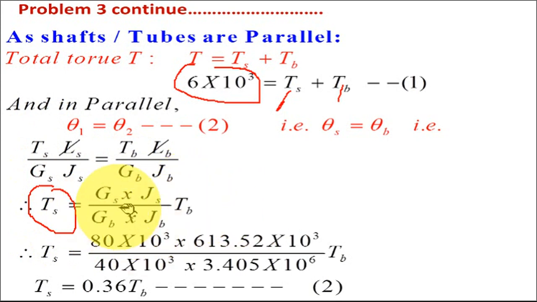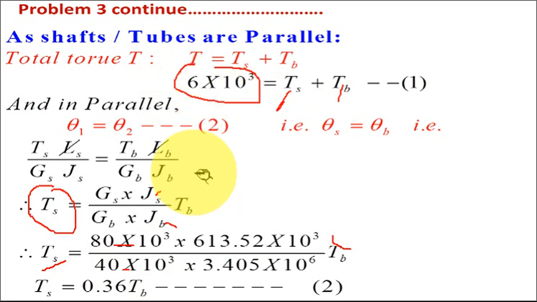particular form. And in this equation, Gs is known, 80 MPa, Gb is known, 40 MPa, the polar moment of inertia for steel is known, and the polar moment of inertia for bronze is known. So I have kept all the values, and only Tb and Ts are not known. By putting all these values in and simplifying, I get the relation that Ts is equal to 0.36 Tb. Okay. So our first equation is T equal to Ts plus Tb.